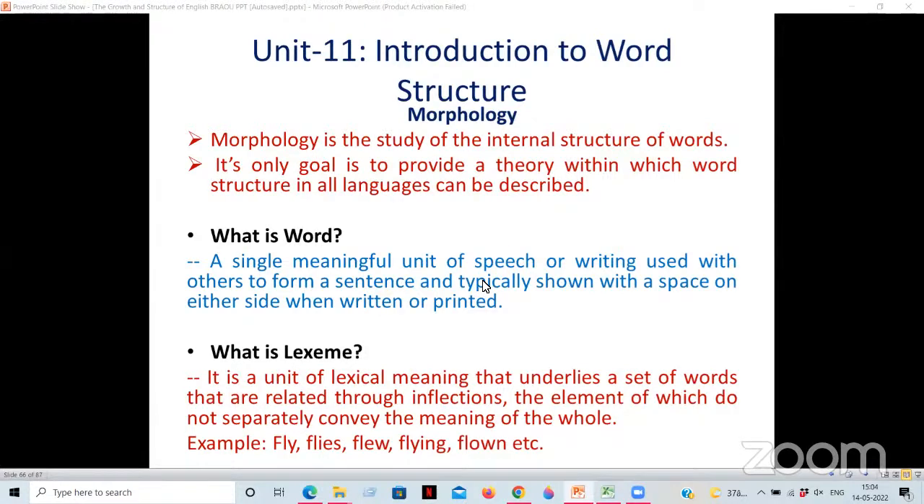So today we are going to cover 3 units from the syllabus, and in the morning we took the class of English literature where we discussed D.H. Lawrence's Sons and Lovers and W.B. Yeats's Sailing to Byzantium. So here in this class, we are going to talk about introduction to word structure.